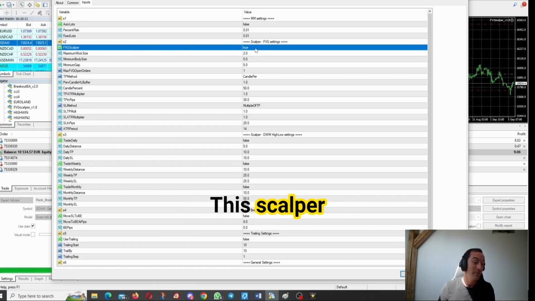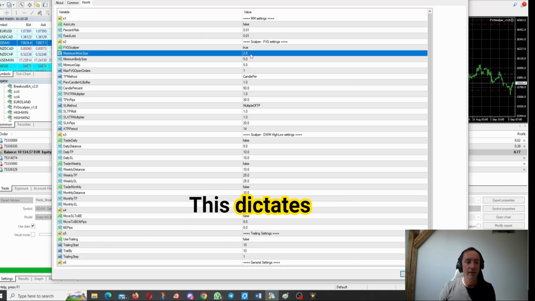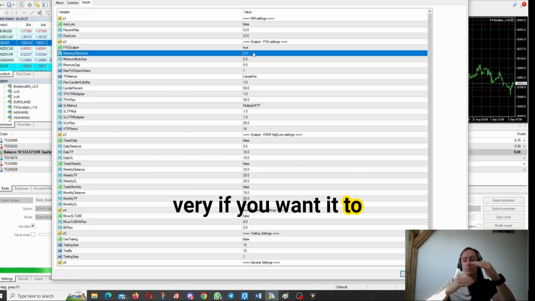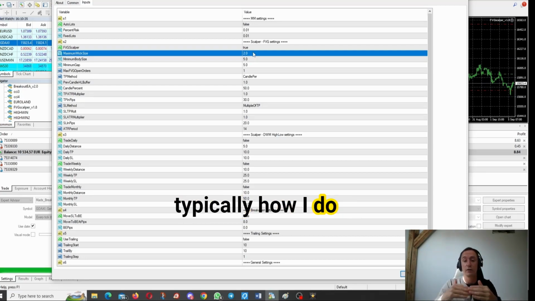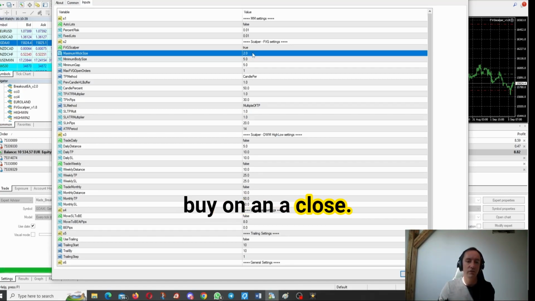Because this Scalper gives a few more things than just FVG as a little bonus to everyone who buys this. So true is normally where you want it to be. This dictates the minimum wick size. So if you want it to basically buy only when there's a small wick, which is typically how I do it. If it's a very big wick, I'm much less likely to want to buy on an FVG. But when there's a very small wick, it's actually very tempting, because typically these get bought up straight away.